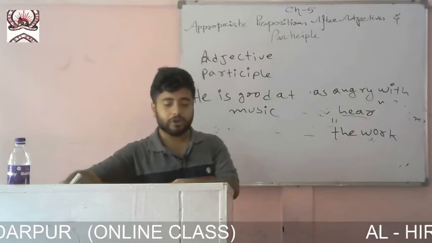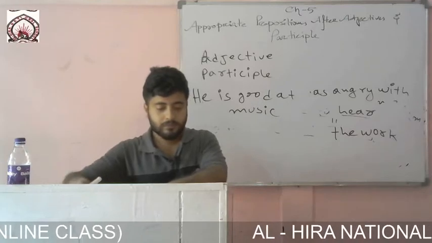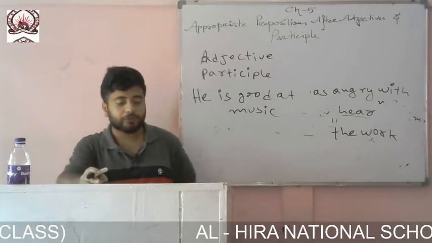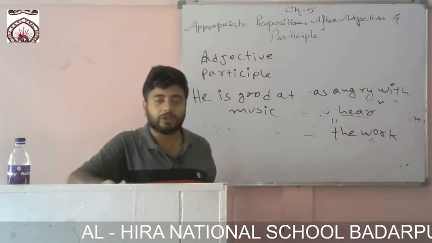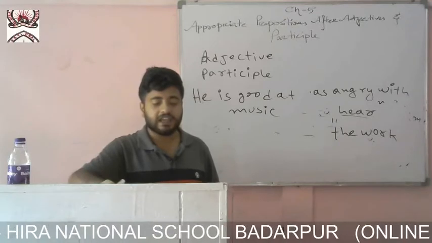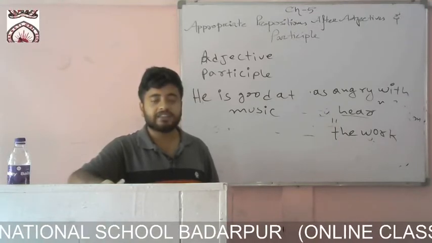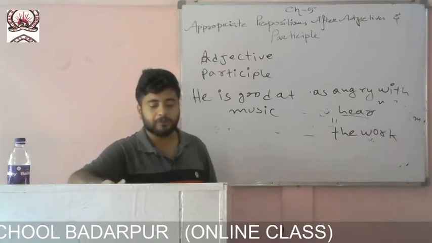Now ignorant of. We are ignorant of the fact, knowing very little. That means when we know very little, we use ignorant. With ignorant, what do we use? Of. Ignorant of. Interested in a person or thing. He is interested in reading newspaper.